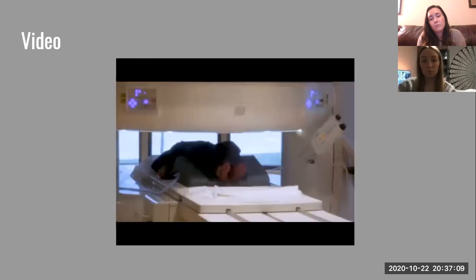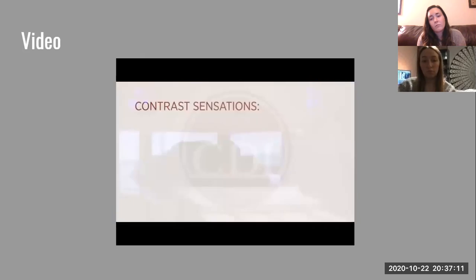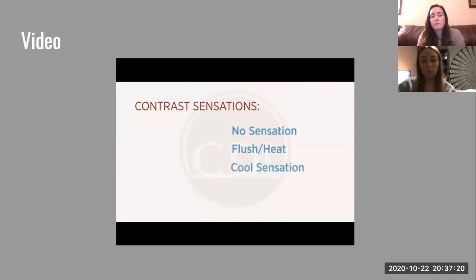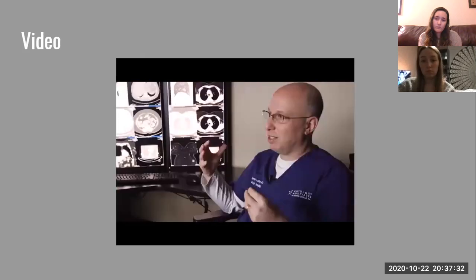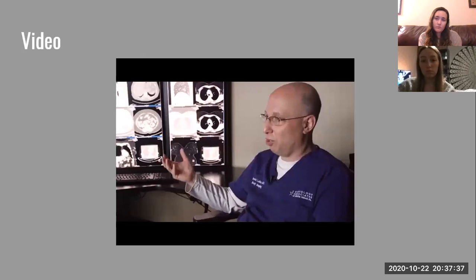Wondering what contrast feels like? Some people experience no sensation. Some people feel a generalized heating sensation going up their arm. Some people feel a cool sensation. And some people experience a metallic taste in their mouth. CDI uses various MRI contrast agents, one of which is called gadolinium based, and it's a chemical compound that's medically safe and pure and made for this purpose.